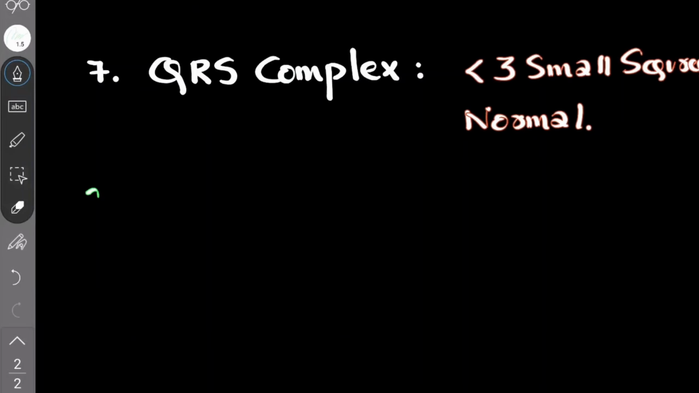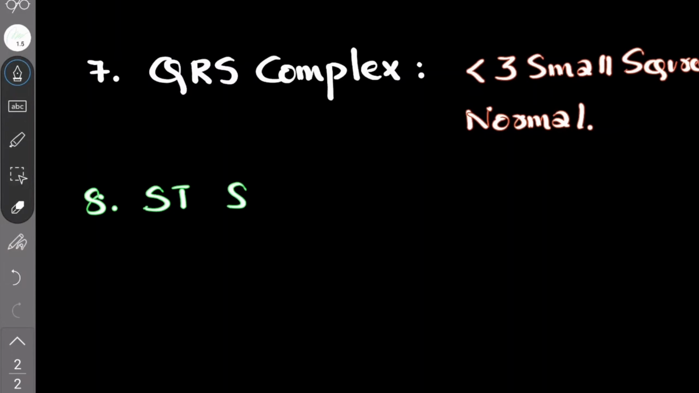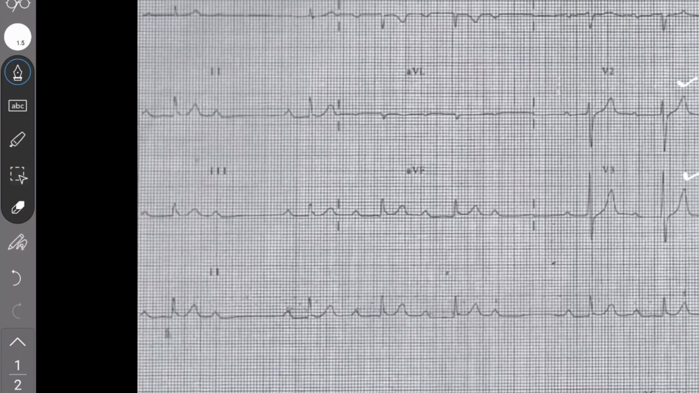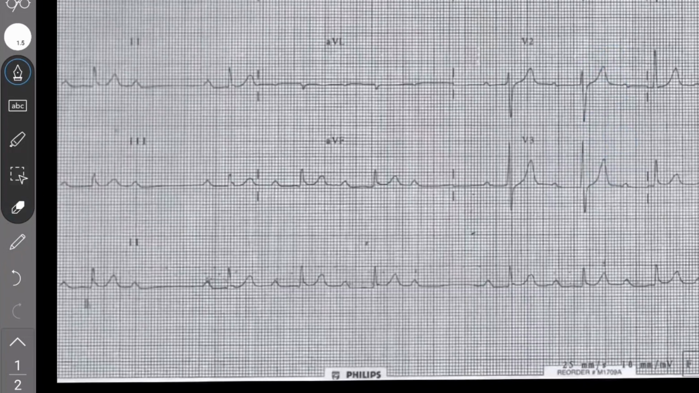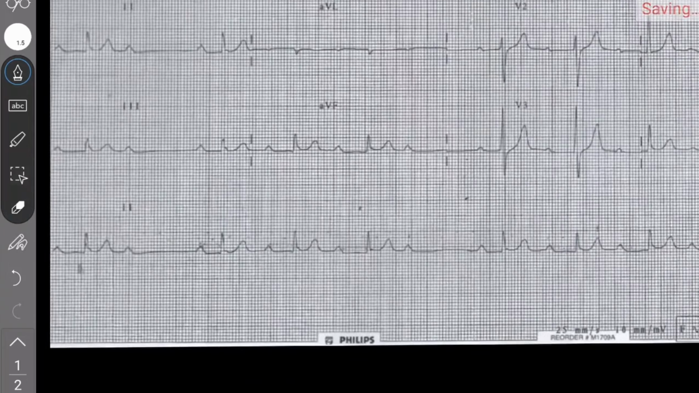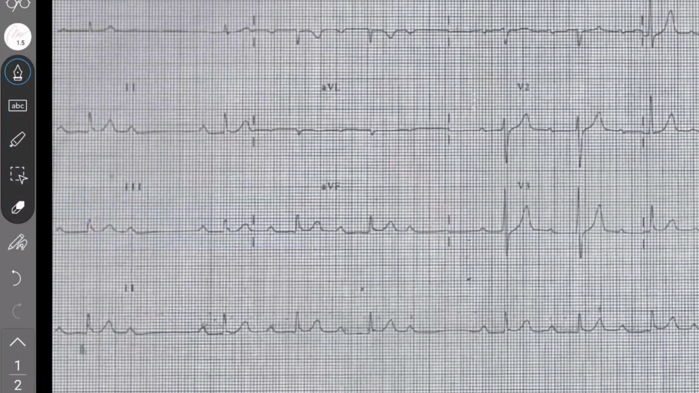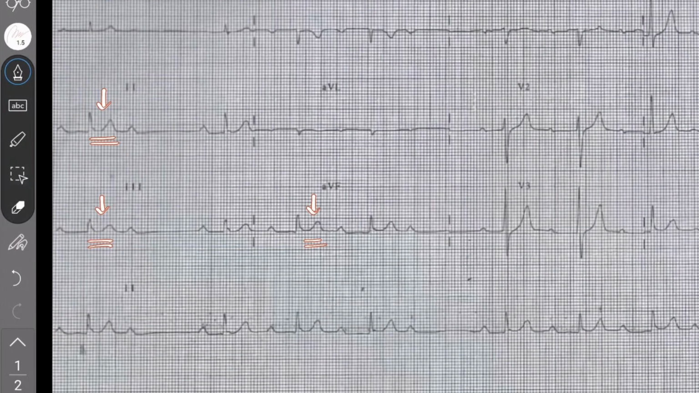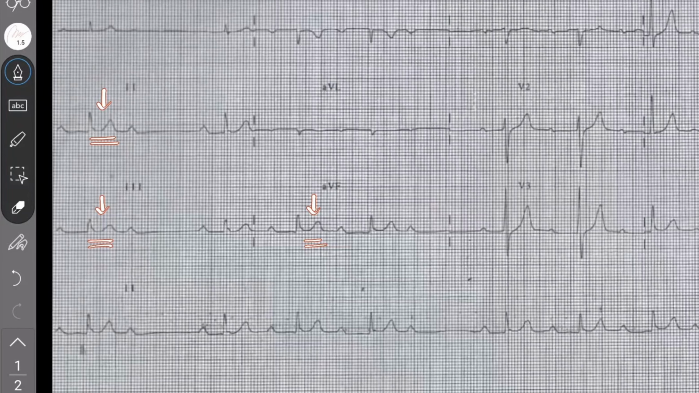Next comes the ST segment, which is very important. Since the patient is having angina and he collapsed, you check the ST segment very clearly. Looking at leads 2, 3 and AVF, this is not an ST elevation, but mild coving of the ST segment. So we need serial ECG monitoring for confirmation. We cannot currently call it an ST elevation.